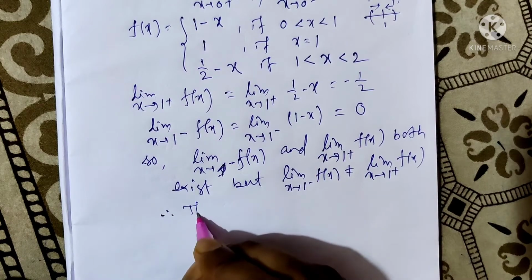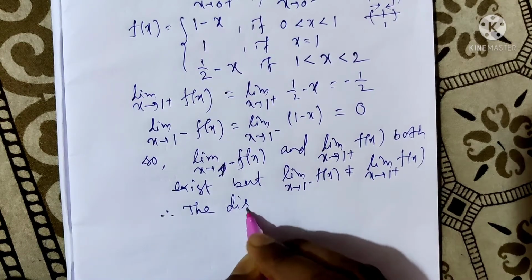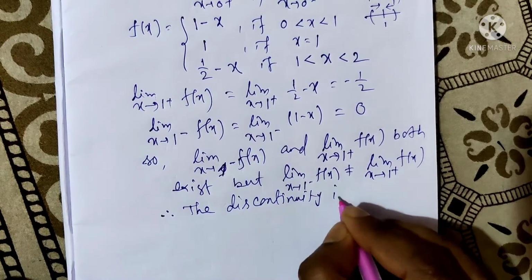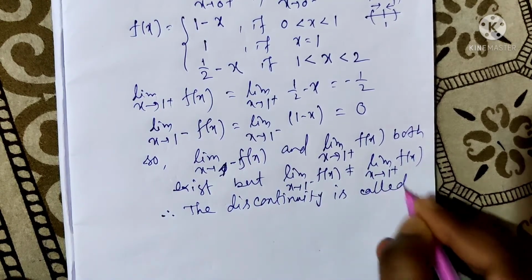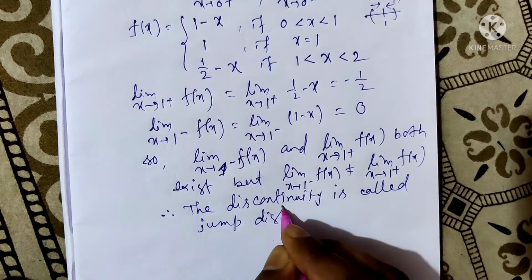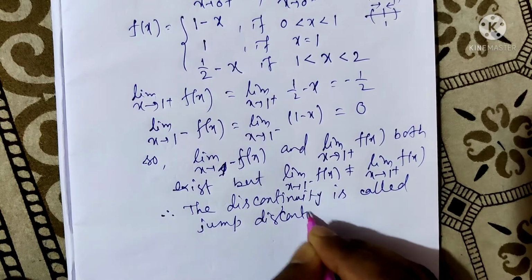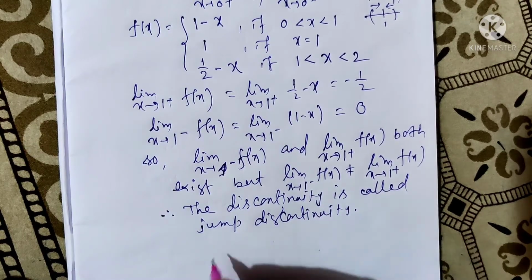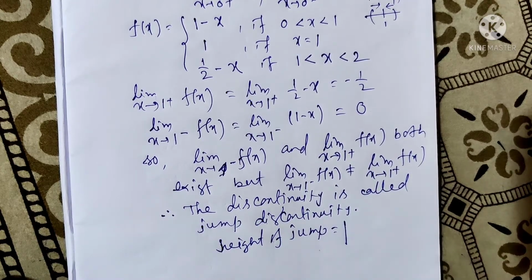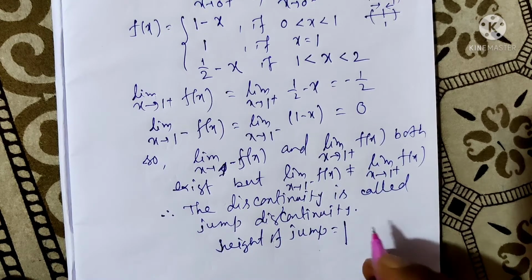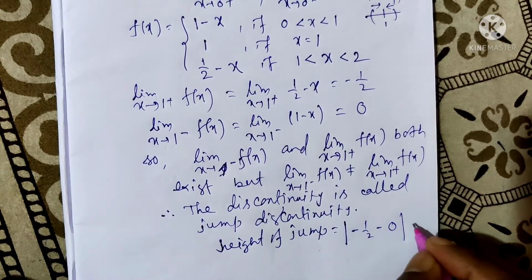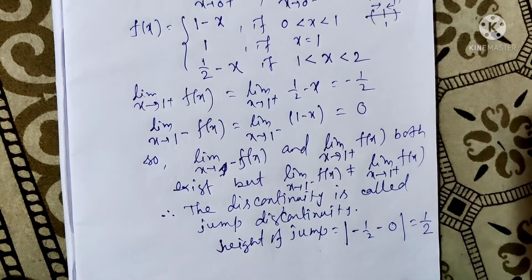Therefore, the discontinuity is called jump discontinuity, and the height of jump equals minus half minus 0, that equals half.